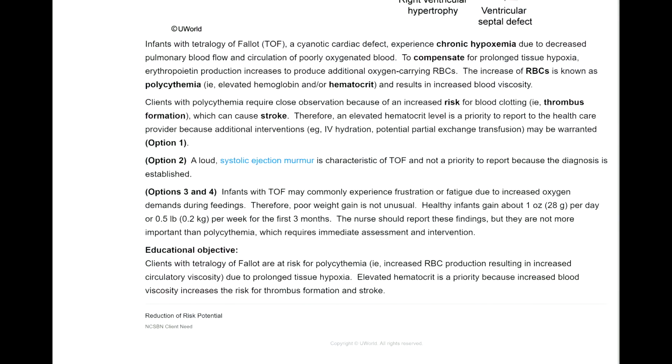So we'll peek at our educational objective again down here. And we know that clients with TET are at an increased risk for polycythemia because of the chronic hypoxemia that is happening. Their elevated hematocrit has to be reported because the thickened blood can lead to thrombus formation and potentially a stroke. So this question all boils down to looking ahead at lab values, different things going on in your client, and trying to prevent something that could happen. So we look at reduction of risk potential down here as our client need category, and that falls right into that. We want to prevent any issues from happening and reduce the risk of issues happening.